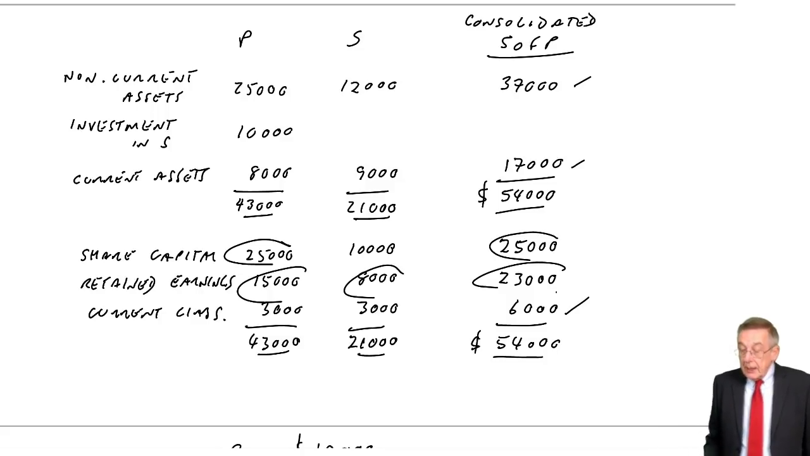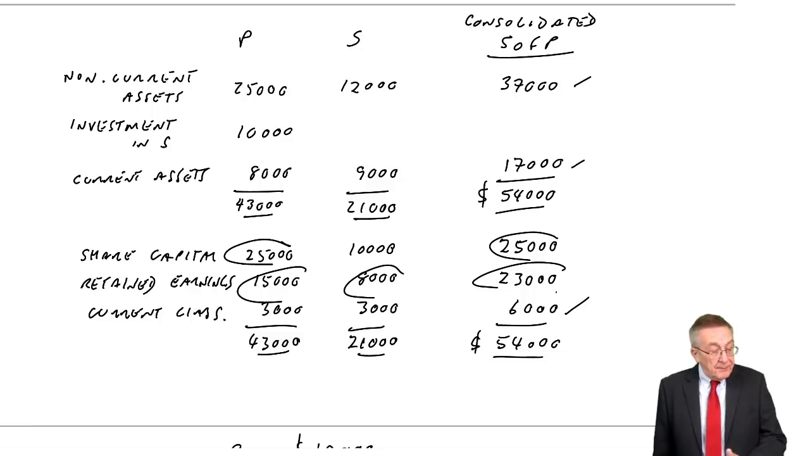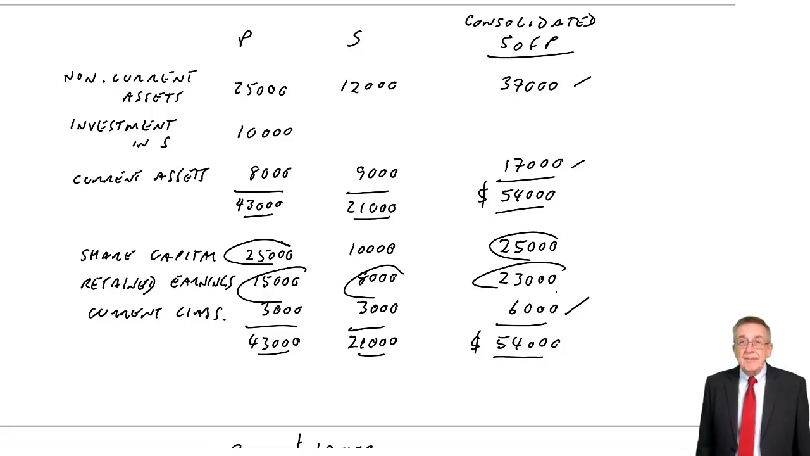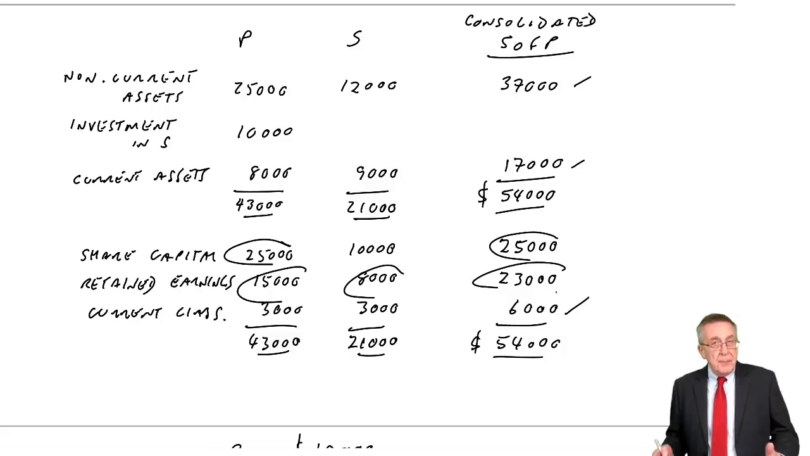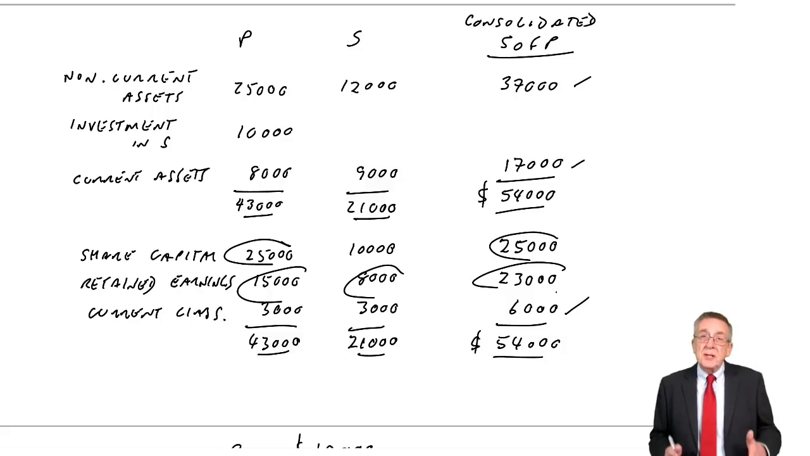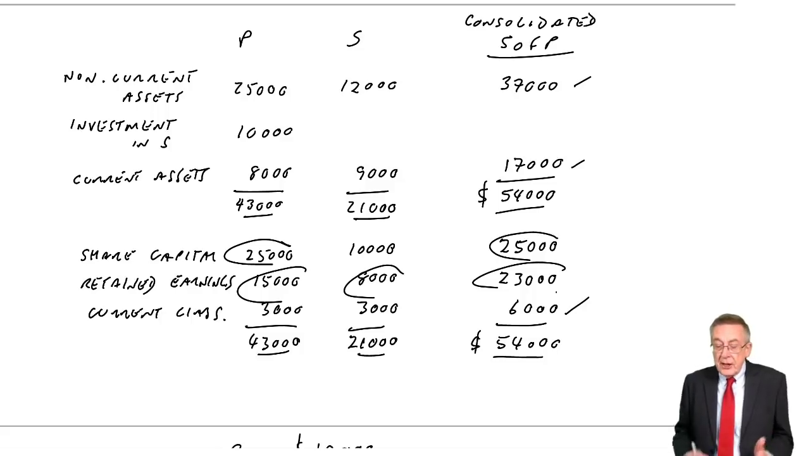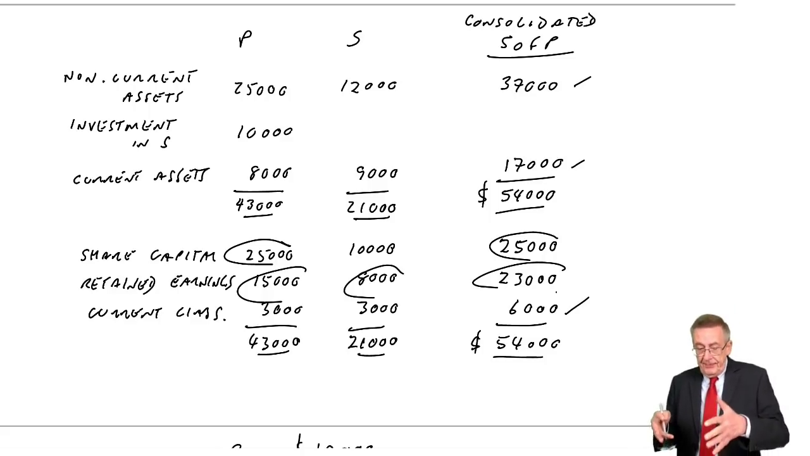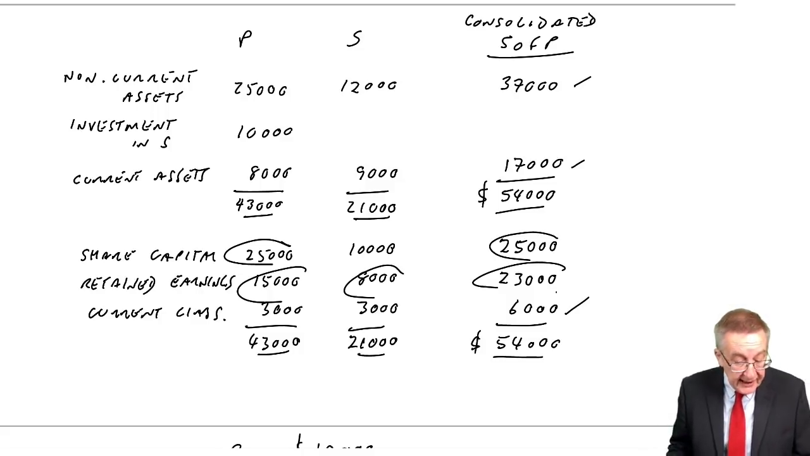All right, well, I said earlier, there are several problems that can occur, and I'm going to build them up gradually. The first thing that made that example a bit, if you like, too easy, is P bought 100% of S's shares, and they bought it on the day that S was formed. And so on the day S was formed, we paid 10,000. That was the share capital of S, and there we are.